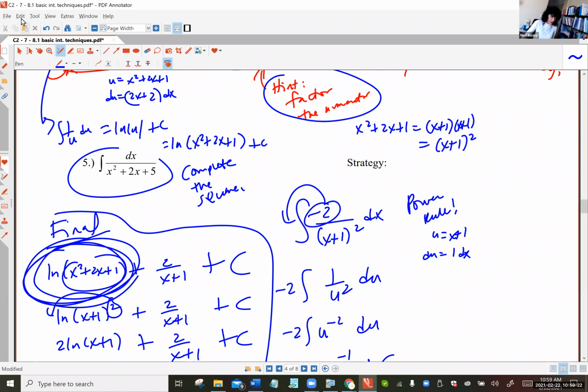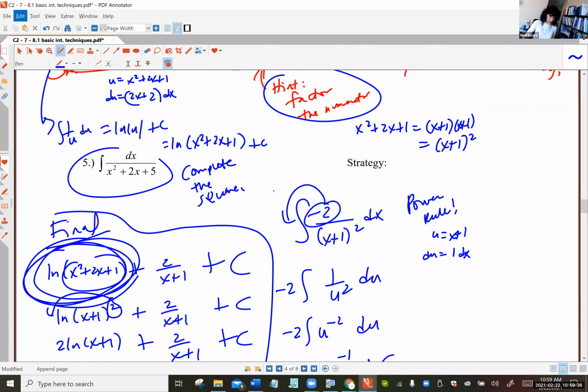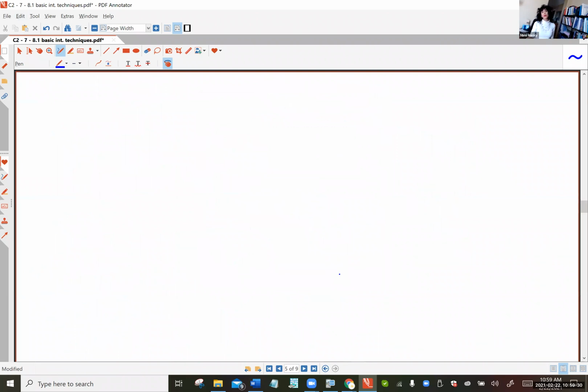So let me get a fresh page here. But you're doing this problem using complete the square, because you can't do it right now. Don't go, oh, I'll use log rule on this. It won't work. You'll get stuck because you don't have all the ingredients required to do a log rule or anything like that right now.